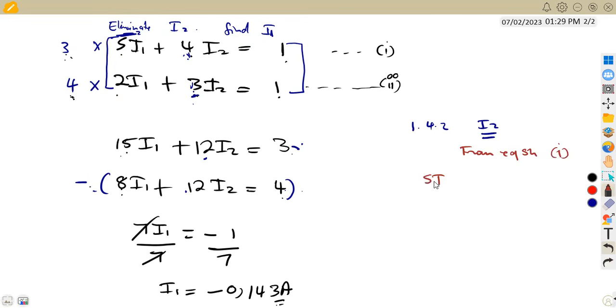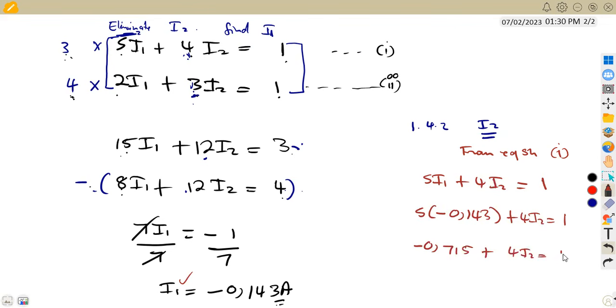So from equation 1, I have got 5 I1 plus 4 I2, which is equal to 1. And I obtained I1 before. So I'm going to substitute 5 times I1, which is negative 0.143 amps, plus 4 I2, which is equal to 1. These are now your mathematical calculations that you're dealing with now. So here we can multiply these two. That is going to give us negative 0.715 plus 4 I2, which is equal to 1.